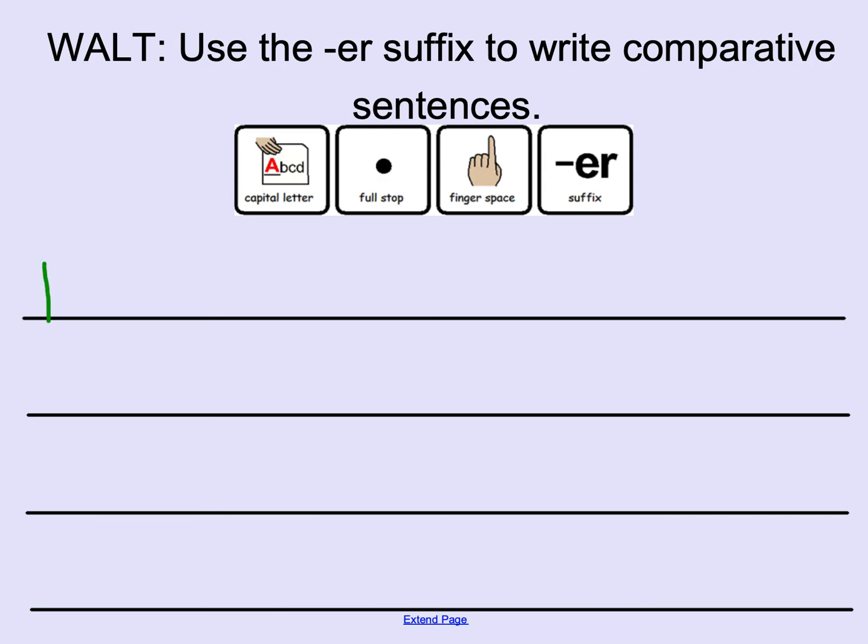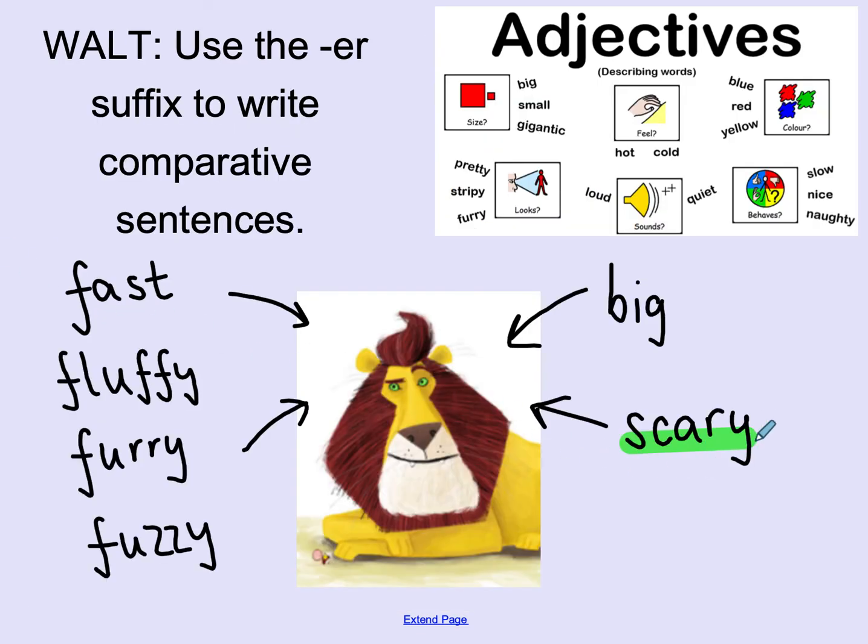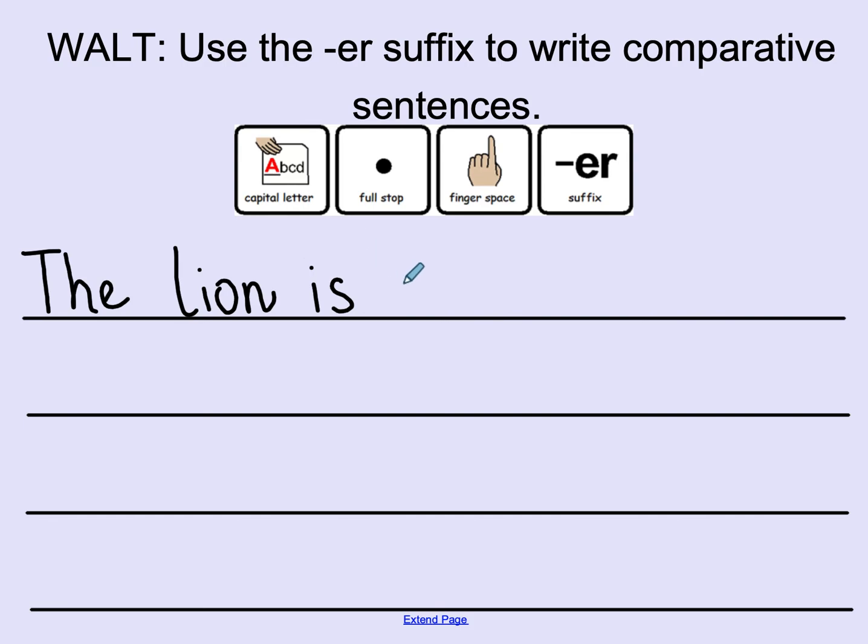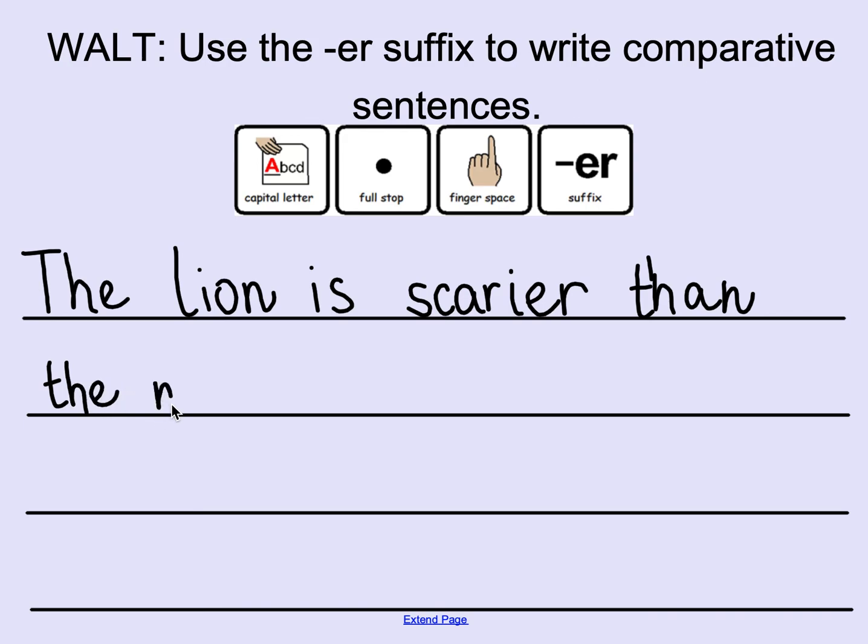Oh, I don't want to write with a green pen. I would prefer a black one. The lion. The lion is scarier. And I know that the adjective scary ends with a Y at the end, so I need to change it into an I. The lion is scarier than, with the letter A. Then my H needs to be taller here. Then the mouse.